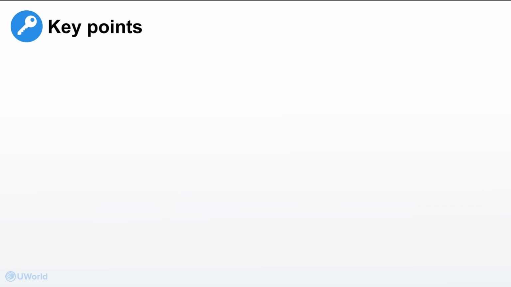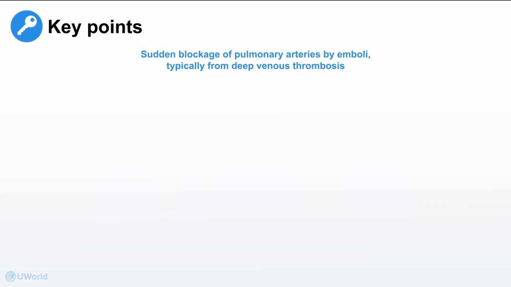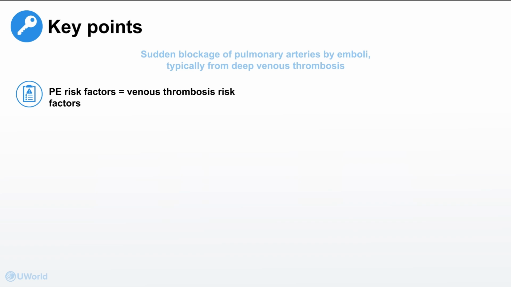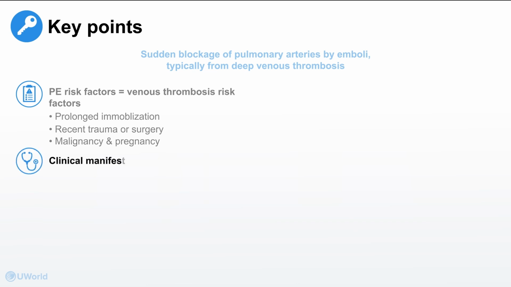In summary, acute pulmonary embolism is a common and potentially life-threatening medical condition, characterized by sudden blockage of the pulmonary arteries by emboli that usually arise from lower extremity deep venous thrombosis. The risk factors for pulmonary embolism reflect those of venous thromboembolism and include prolonged immobilization, recent trauma or surgery, conditions such as malignancy or pregnancy, hypercoagulability disorders, and tobacco smoking. The clinical manifestations of pulmonary embolism can be highly variable.